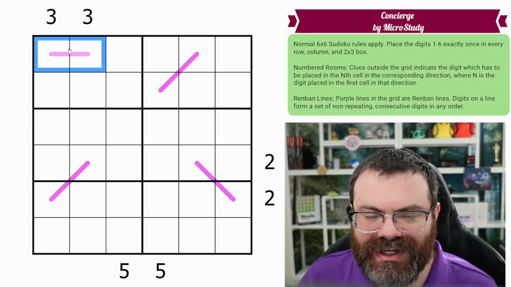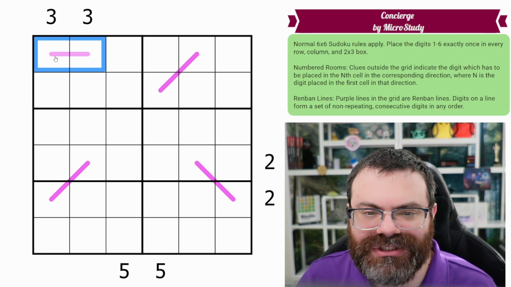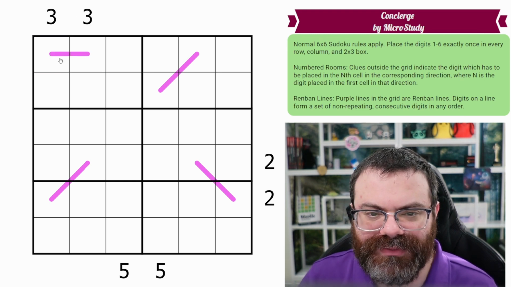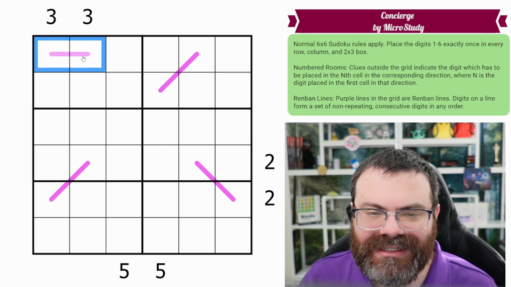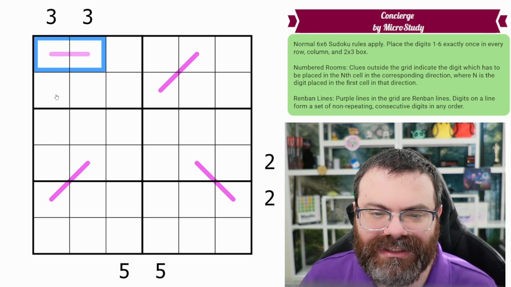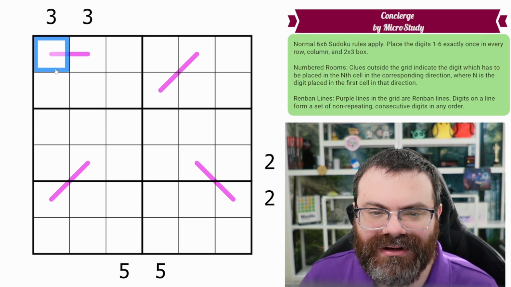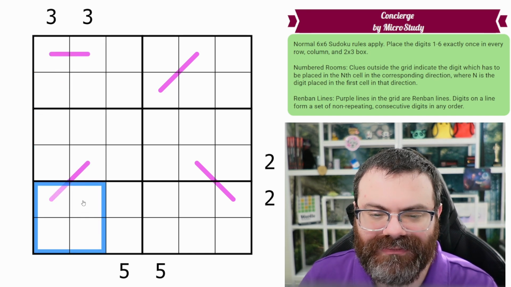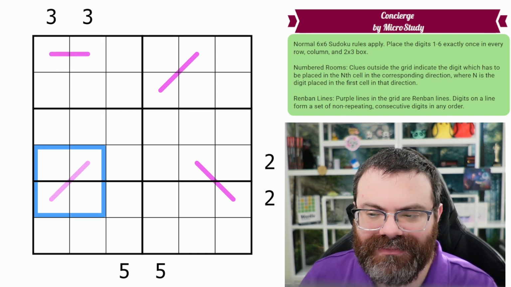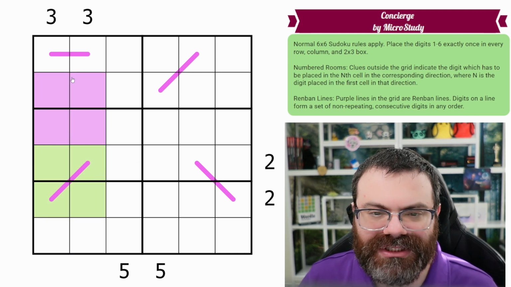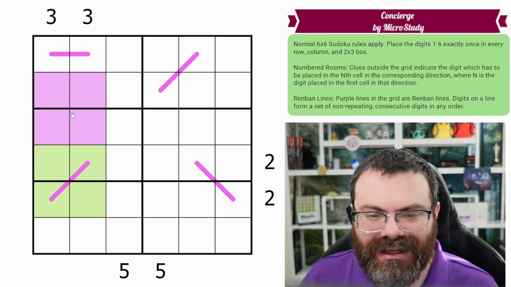Okay, I think the place to start is up here, because these two digits are consecutive, but they're also both clues for a 3 numbered room. So these are consecutive, meaning the 3s are going to get placed in a diagonal like this or like this. So basically they're placed in kind of a square. Now that square can't be fully within a box, right? So there's only 2 squares that are actually available. We've got this green square and this purple square. Those are the only squares these 3s could end up in.